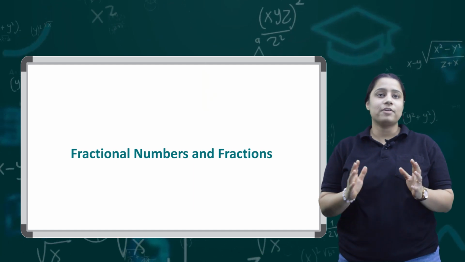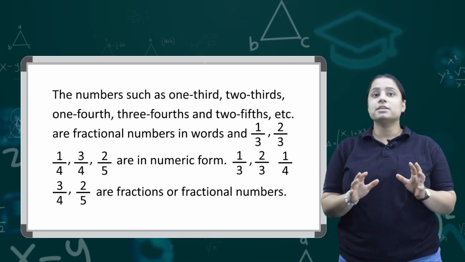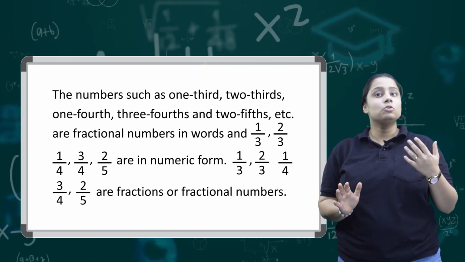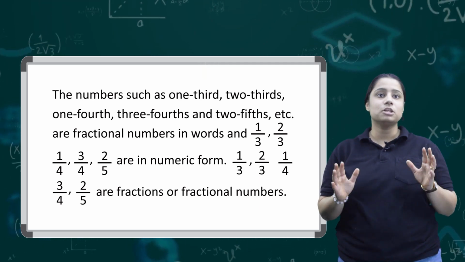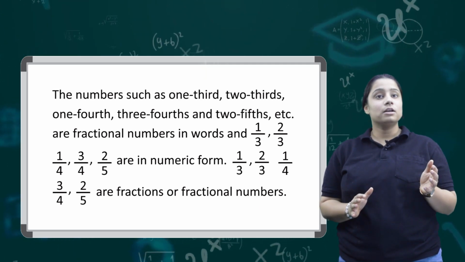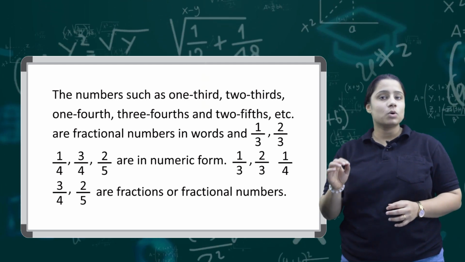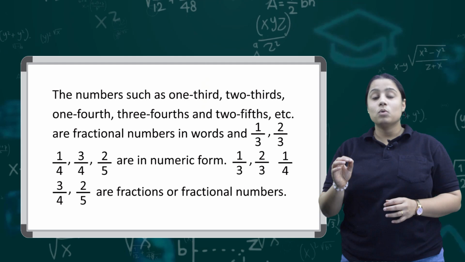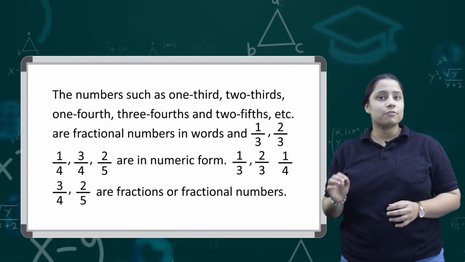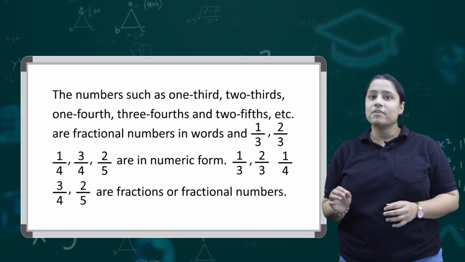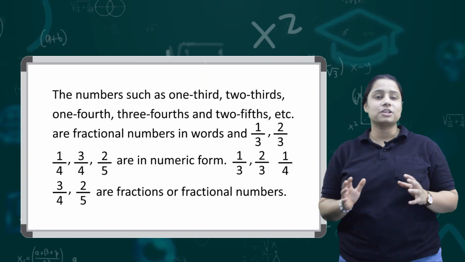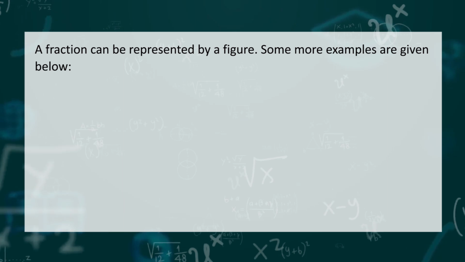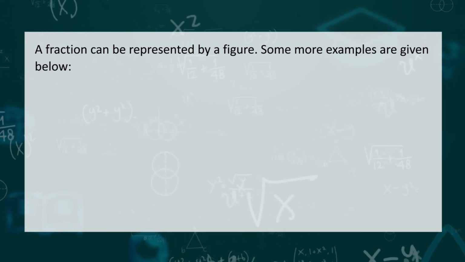Fractional numbers and fractions. The numbers such as 1/3, 2/3, 1/4, 3/4 and 2/5 etc. are fractional numbers in words. And 1 by 3, 2 by 3, 1 by 4, 3 by 4, 2 by 5 are in numeric form. 1 by 3, 2 by 3, 1 by 4, 3 by 4, 2 by 5 are fractions or fractional numbers. A fraction can be represented by a figure. Some more examples are given below.